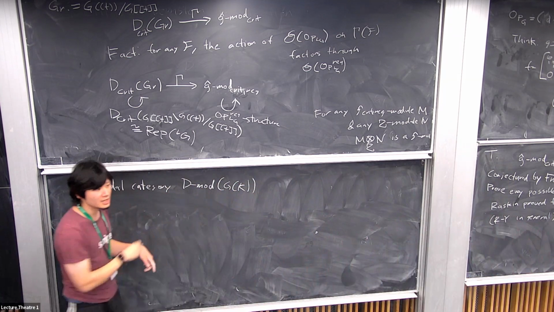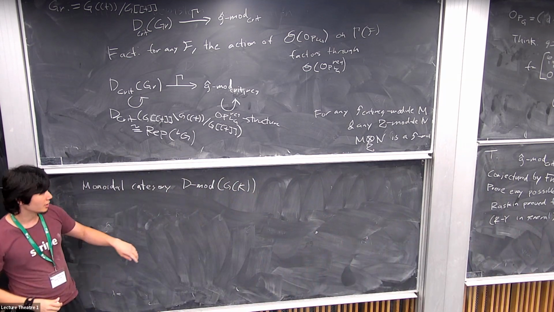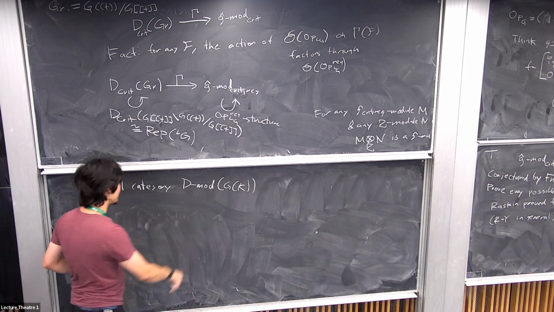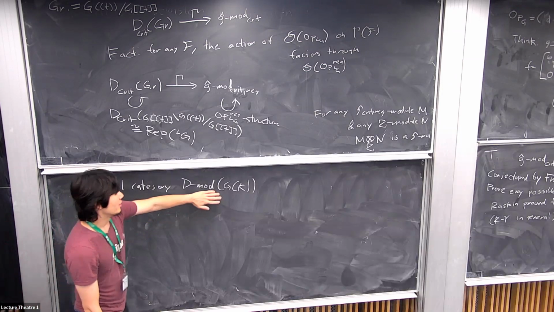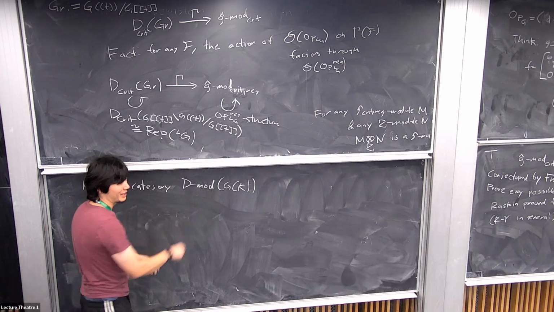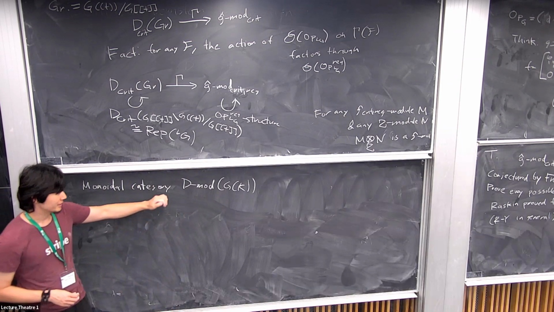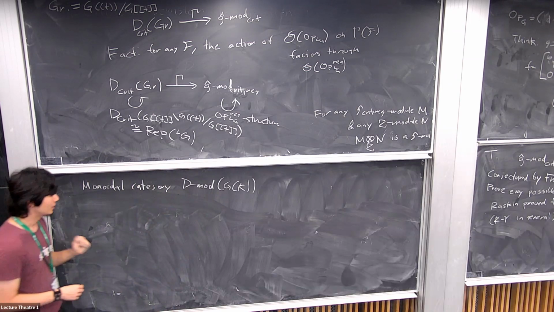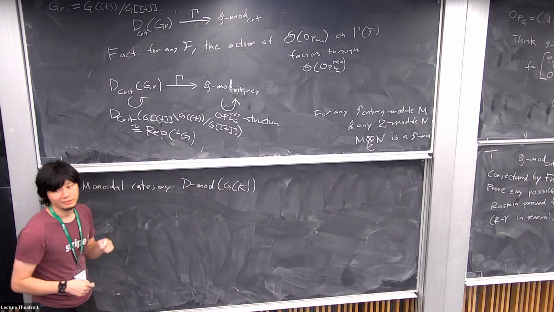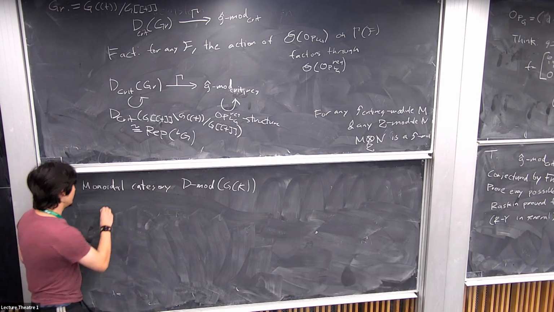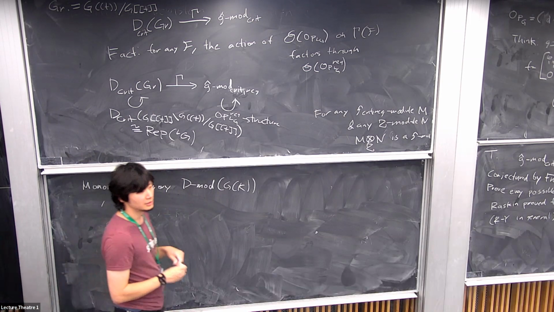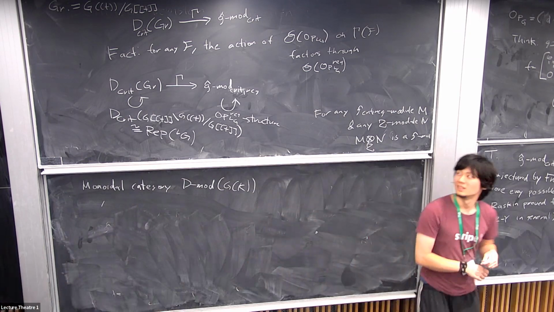This is some ind-scheme, so there are some infinite dimensional technicalities for defining this, but morally this is not really that much more complicated than D-mod of G, and it has a monoidal structure from convolution.